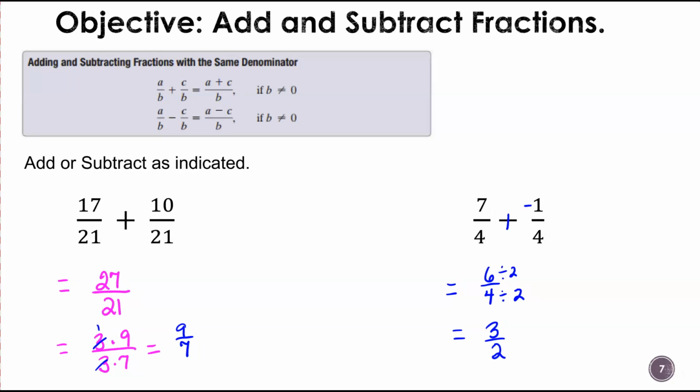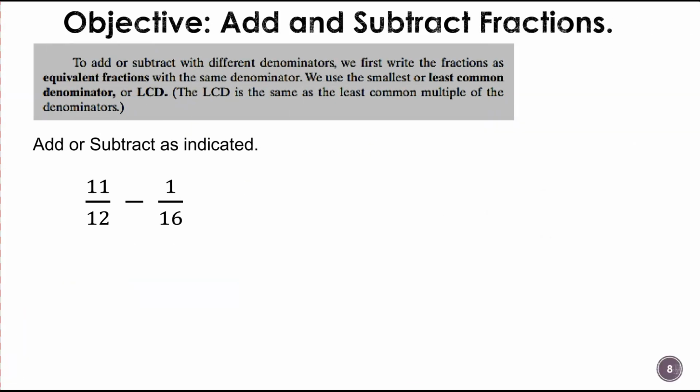Okay, next. Now you see that we do not have the same denominator, and we have to come up with a process to find the least common denominator. There are different ways to go about this, but I'm going to show you one that I feel is probably the easiest and usually doesn't take you too long to figure out.